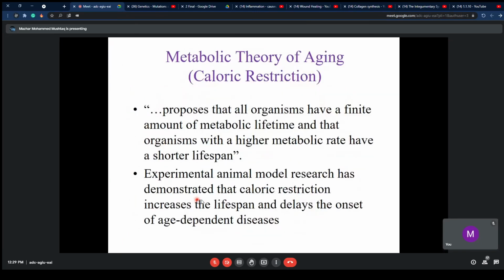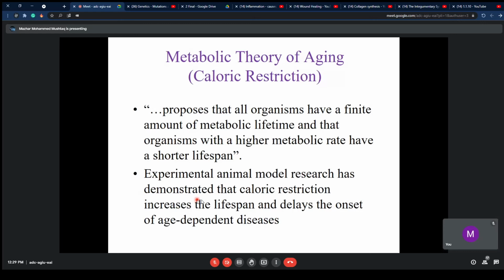Now the metabolic theory of aging with caloric restriction. It is proposed that if you take a lesser amount of calories, you have a longer lifespan.